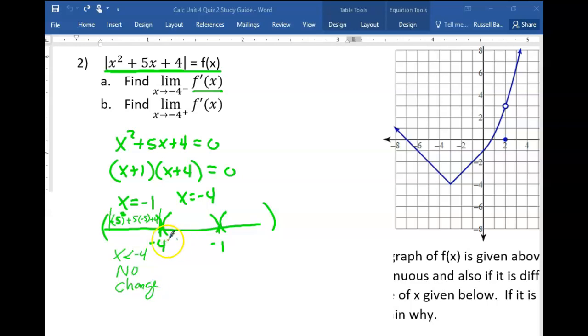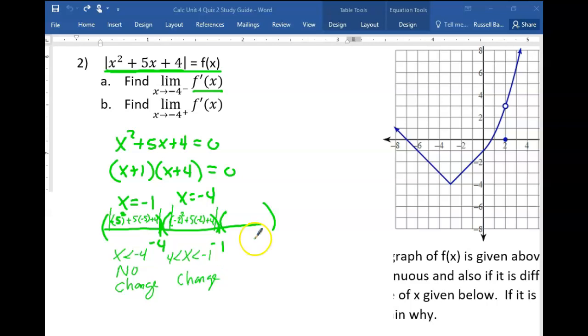Now I'm going to pick a number between -4 and -1. So let's go ahead and plug in -2. All right, so that's going to be 4 take away 10, which is -6, plus 4, which is -2. And when you take the absolute value of -2, it will change the sign. So for the x values that are between -4 and -1, it will change the sign of the function.